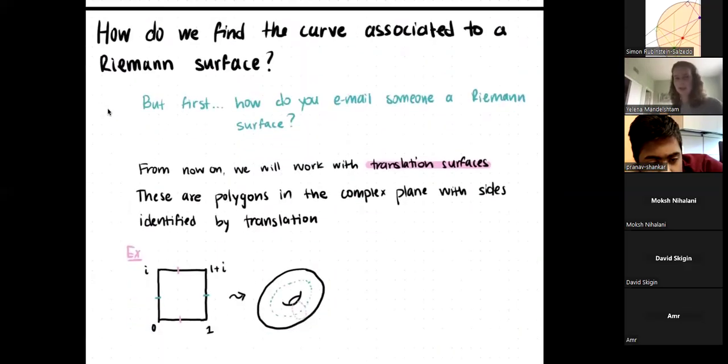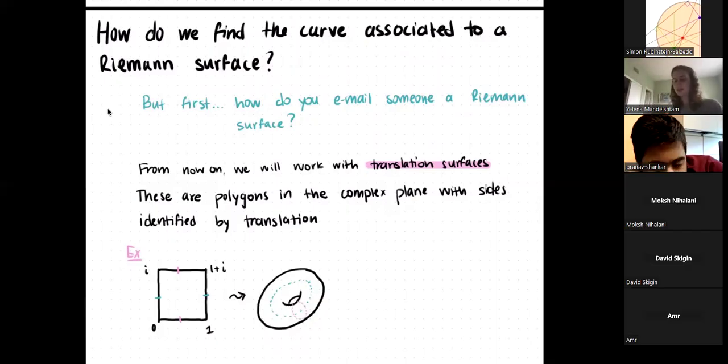Now we get to this question: how do we find the curve associated to the Riemann surface? When I say find a curve associated to a Riemann surface, I'm imagining a situation where someone gives me a Riemann surface, and then I have to do something with it and give them back a curve. But before we answer that, we have to think about how someone would tell me a Riemann surface. I phrase this as, how do you email someone a Riemann surface?